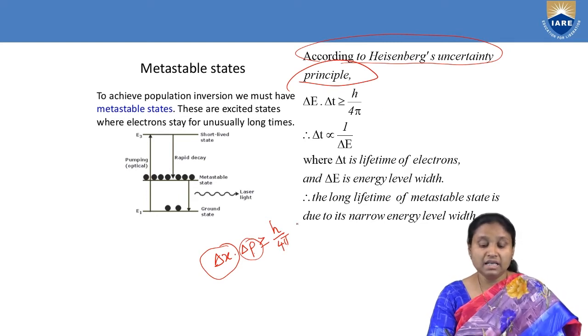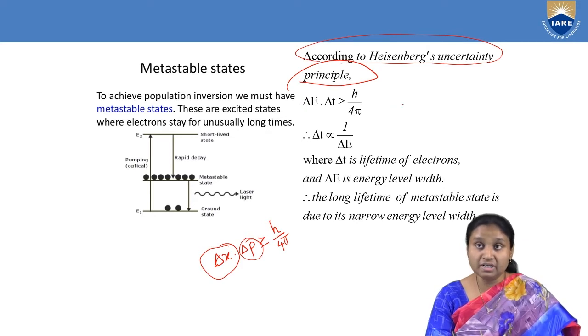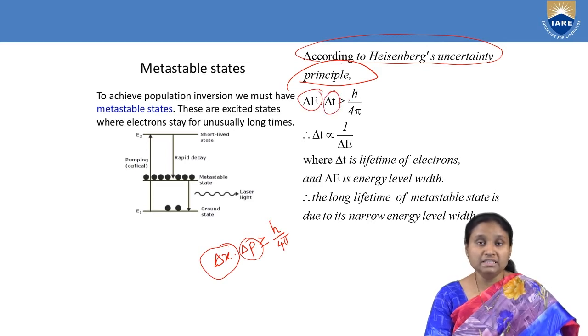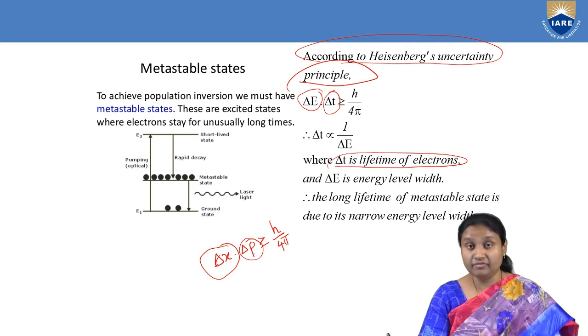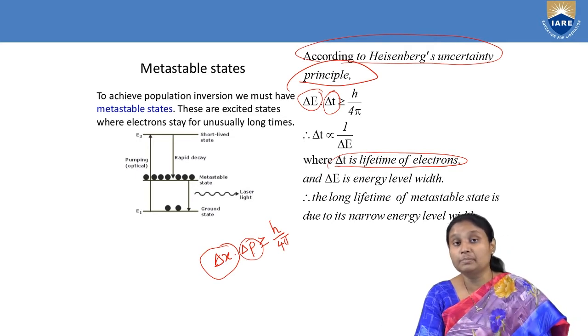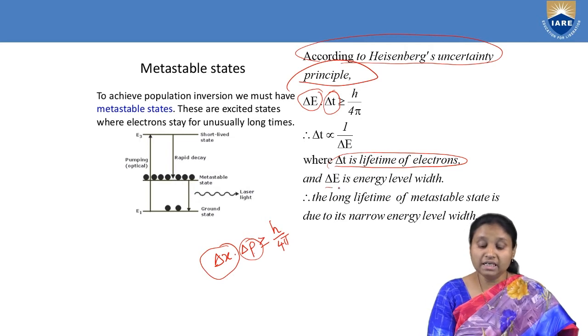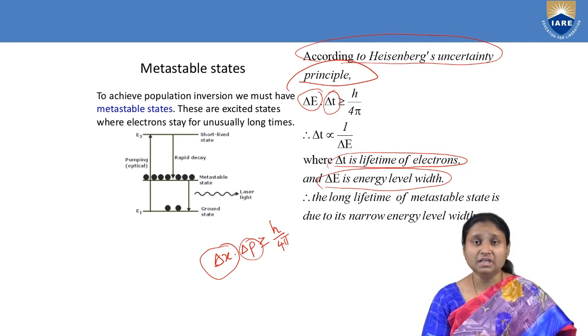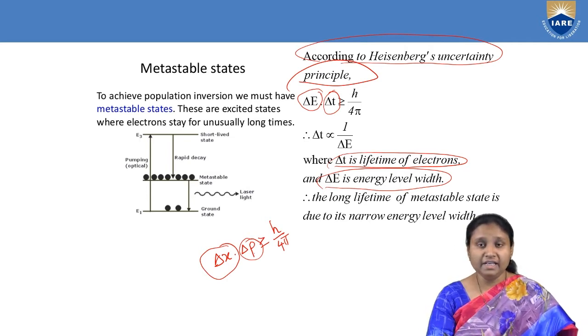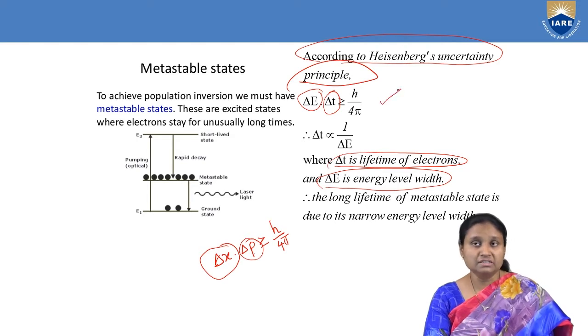Here, I have taken one more pair of physical variables that describe this principle: delta E and delta T. What exactly are delta E and delta T? Delta T represents the lifetime of a particular energy level, or the lifetime of electrons or atoms present in that energy level. And delta E is the energy level width of a particular energy level. From this relation that comes from the uncertainty principle, we find that lifetime is inversely proportional to the width of an energy level.